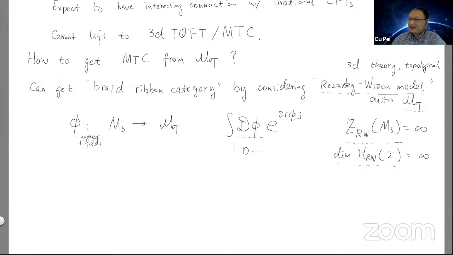But just as we can regularize the dimension of the space of holomorphic sections of this line bundle over the Hitchin moduli space, one can ask whether one can again regularize these infinite Rozansky-Witten partition functions, again using the U(1) action on the Coulomb branch.